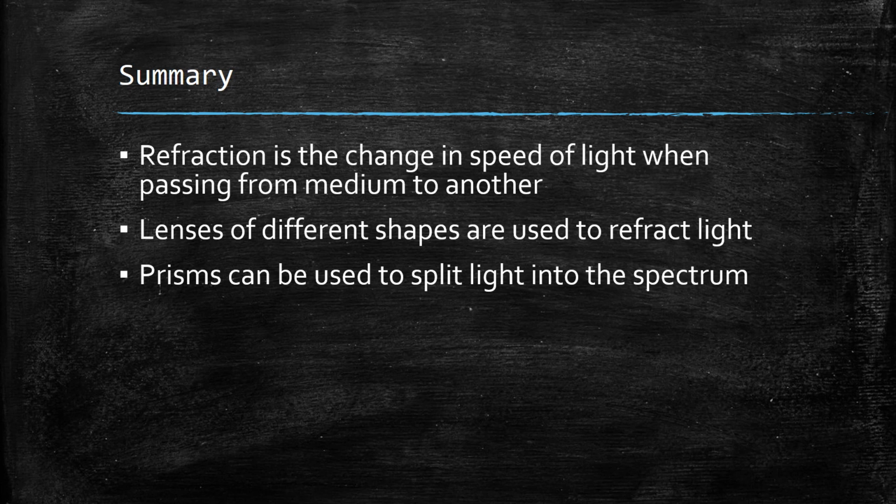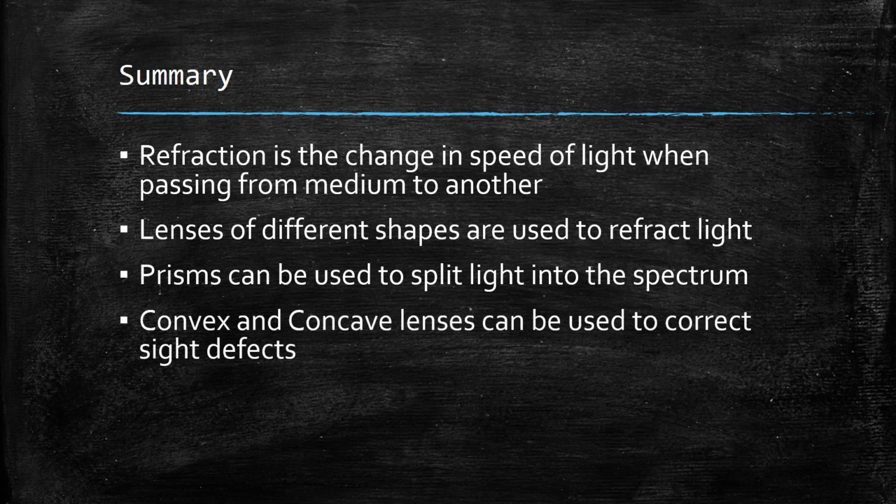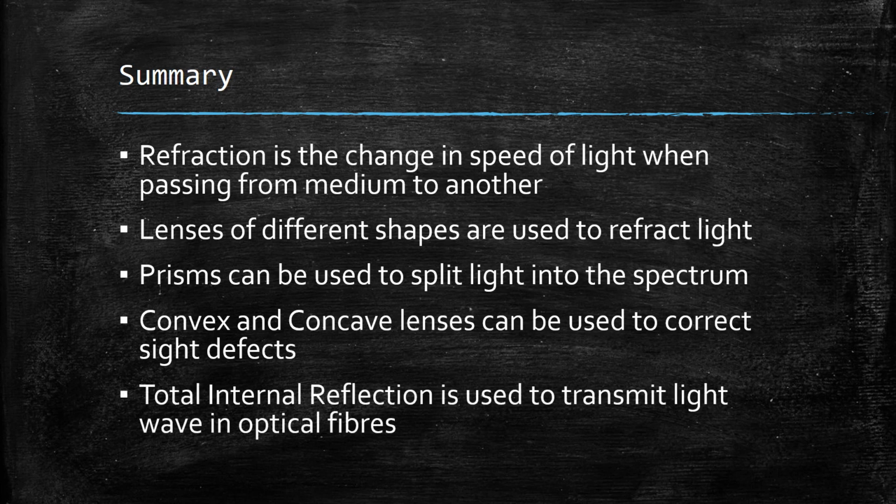Prisms can be used to split light into the spectrum: red, orange, yellow, green, blue, indigo, and violet. And that's because white light is comprised of different frequencies of light, and each frequency refracts by a different amount. Convex and concave lenses can be used to correct sight defects. Total internal reflection is used to transmit light waves in optical fibers.